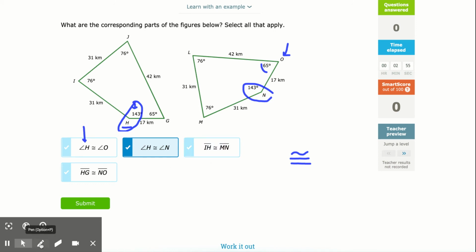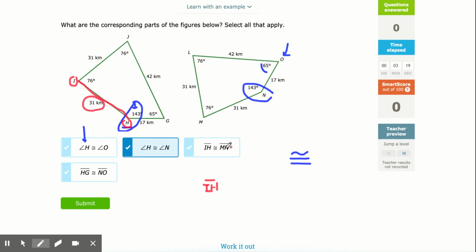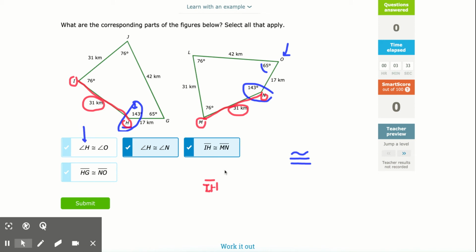Not angle I. That's this with the little line segment above it, which means segment IH. So that's the side length. We're talking about the length of side IH. So here's I, here's H. The length of this side is 31 kilometers. And then let's look at the length of side MN. So here's M, here's N, and the length of this side from M to N is also 31 kilometers. So those two are congruent. They're the same length.